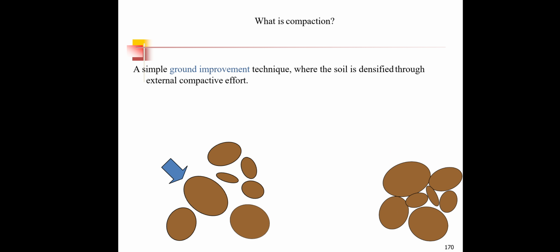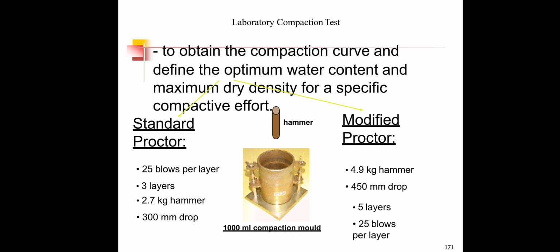which enhances the density of the soil sample, and once the density has been enhanced, we can get more strength and attain more stability in the soil surface. So this is one ground improvement technique which we generally call compaction.